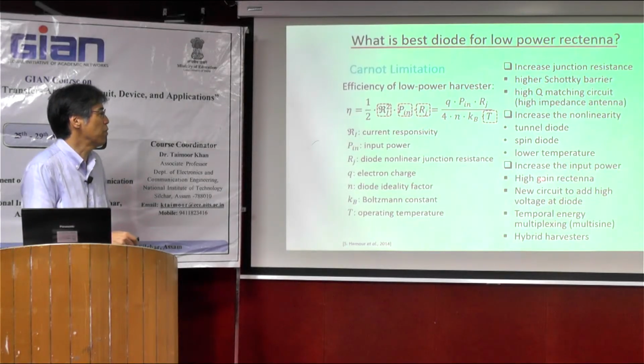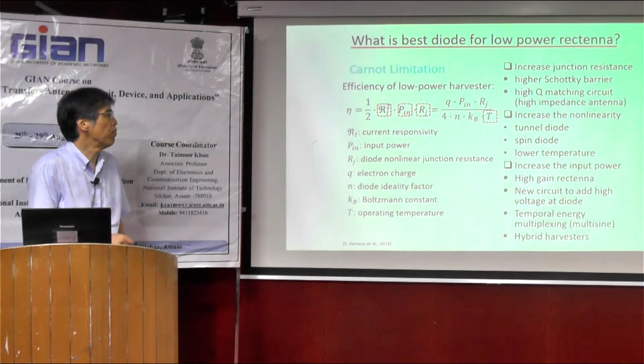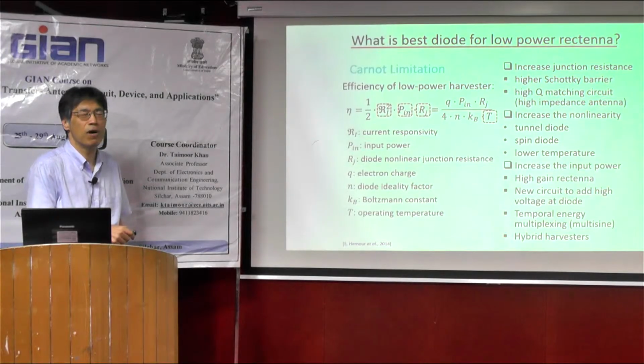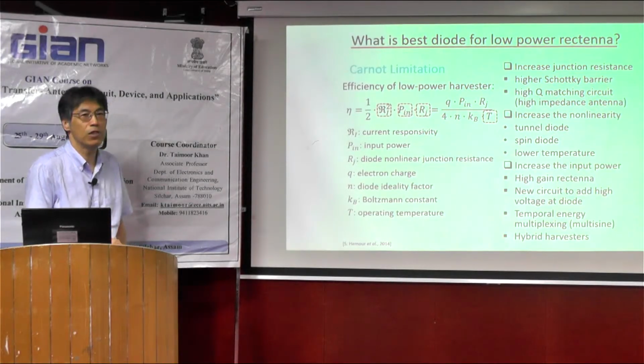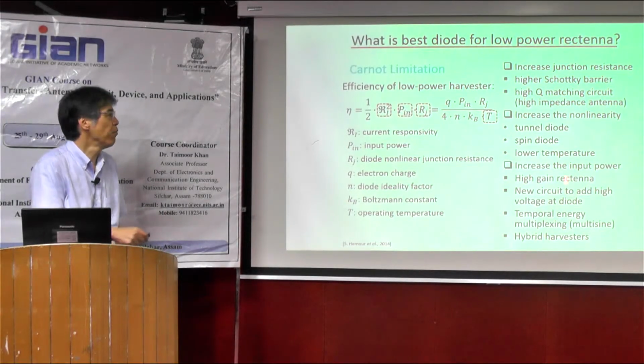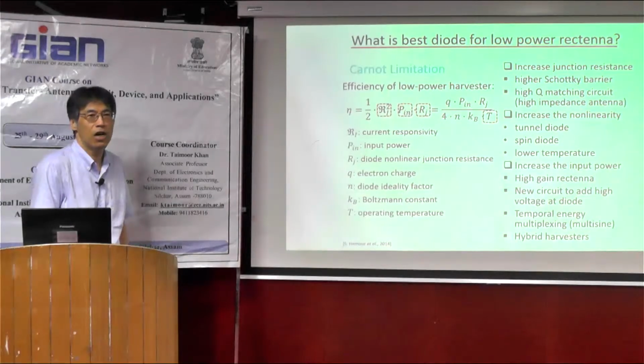So of course, as I mentioned, the high gain antenna is better. And this is an important point: a new circuit to add the high voltage. And of course, thermal energy, etc., we can use. So this diode is one of the key technologies for the energy harvester. And if we don't have a good diode for the energy harvester, of course, we have to consider developing a new circuit as an engineer.